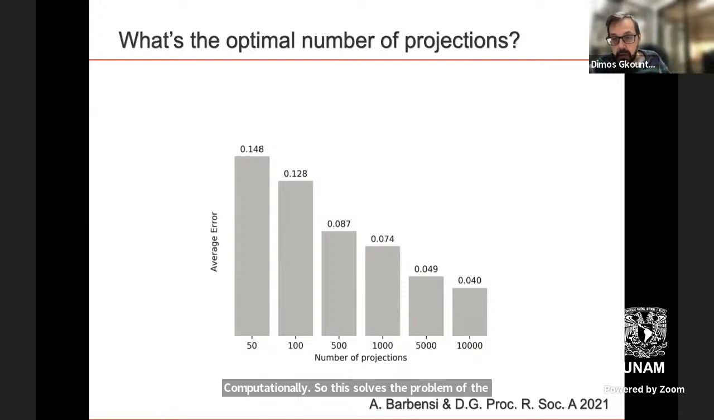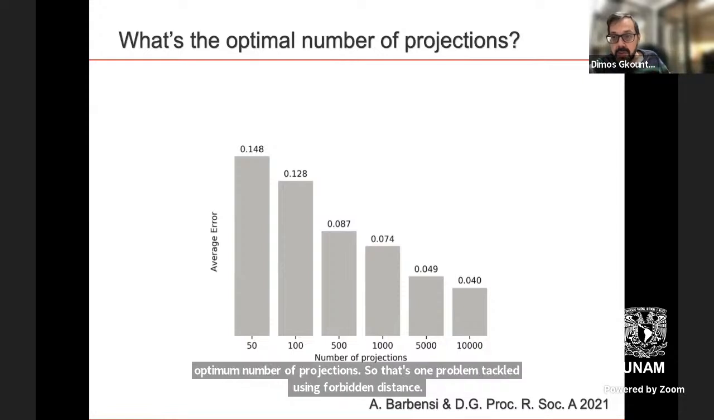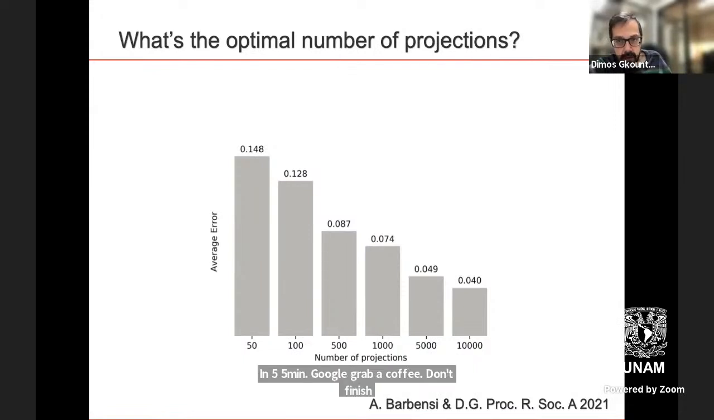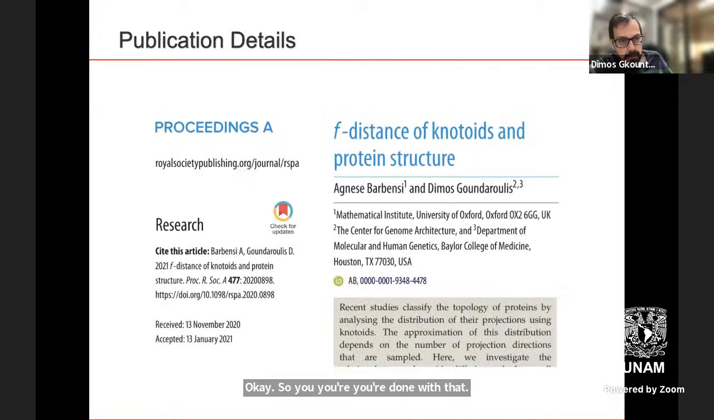This is a metric, okay? It's defined on the space of notoid diagrams. It satisfies all 3 axioms of a metric, and we can use it in protein science to actually tell people you don't have to sample 1 million projections to see the notoid type of your curve. You just do 5,000 and you can finish in five minutes. Go grab a coffee, it will finish. Okay, so you're done with that. So that's one way. And this appeared in the Proceedings of the Royal Society 2 years ago.